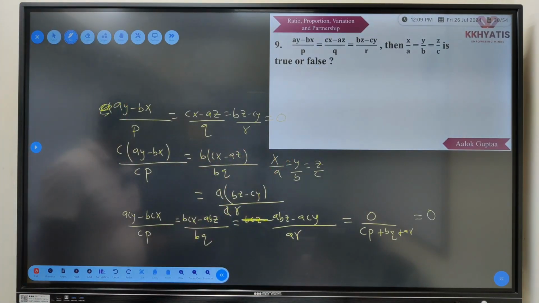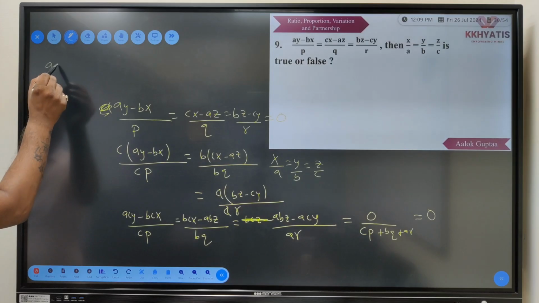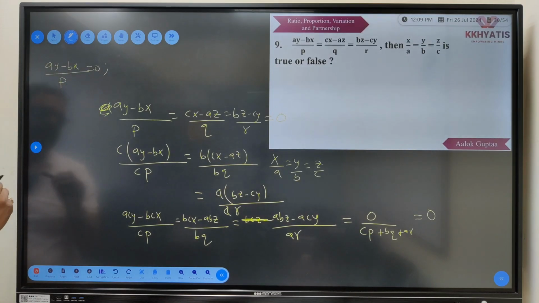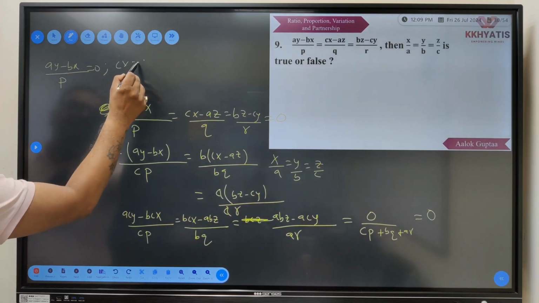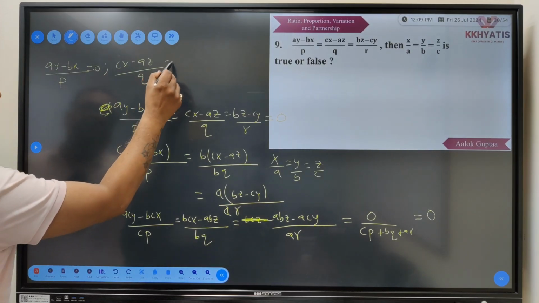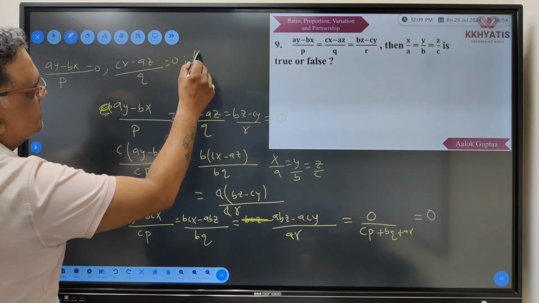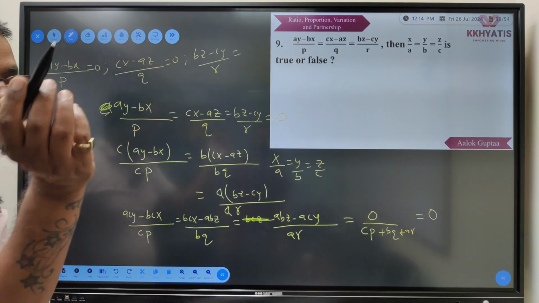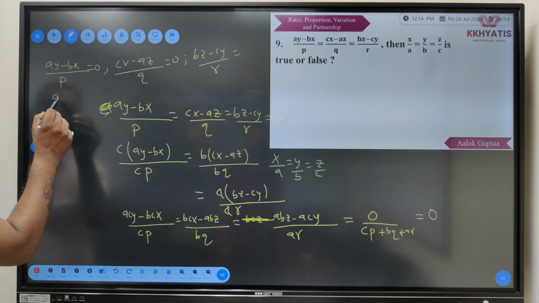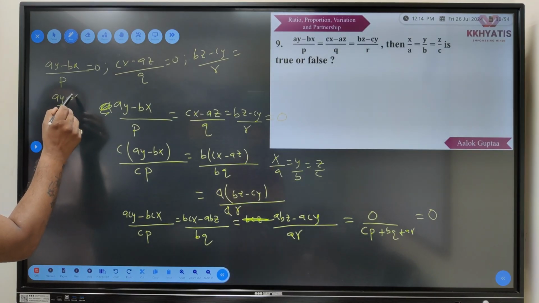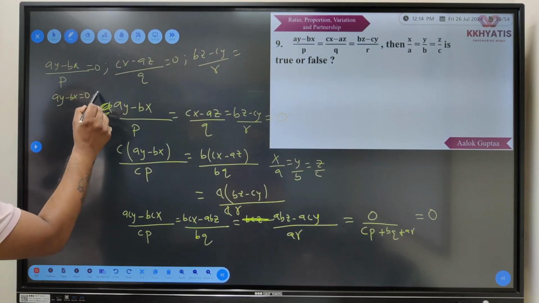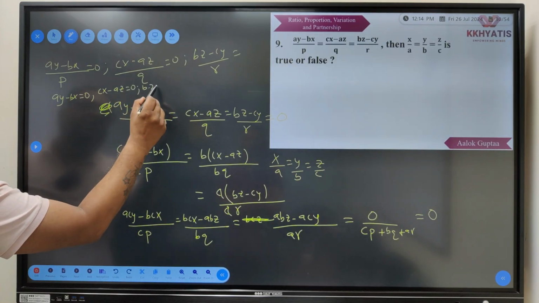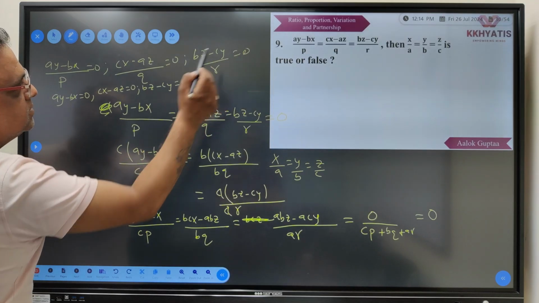Yes or no? Which means AY minus BX upon P is 0. CX minus AZ upon Q is 0. And BZ minus CY upon R is also 0. If I take P to the other side, AY minus BX will be 0. CX minus AZ will be 0. And BZ minus CY also will be 0.